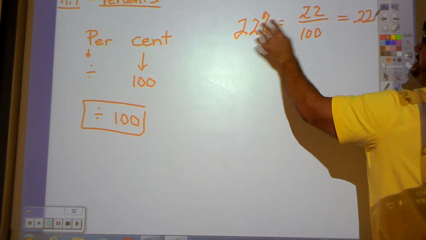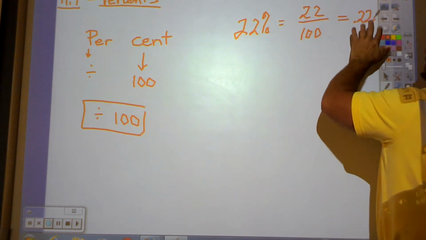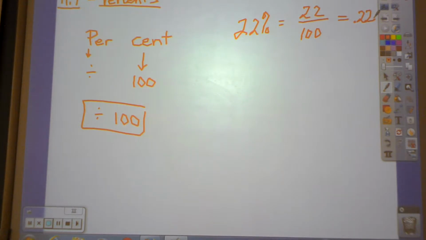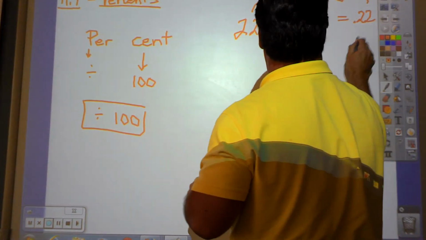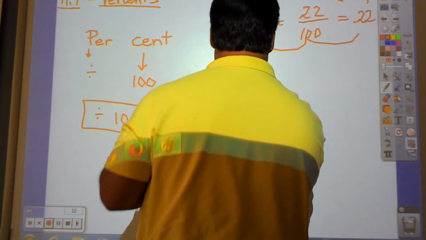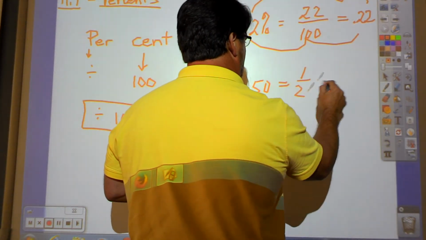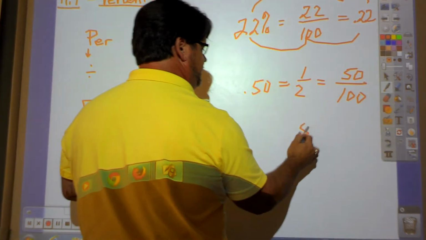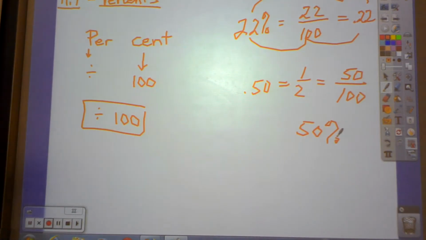You can change a percent to a fraction to a decimal, or a decimal to a fraction to a percent, or a decimal to a percent to a fraction. Whichever way, you should be able to go either way. If I give you 0.5, you should be able to say, well, that's 1/2, or 50 over what? 100, which means 50%. You should be able to do that. Okay?